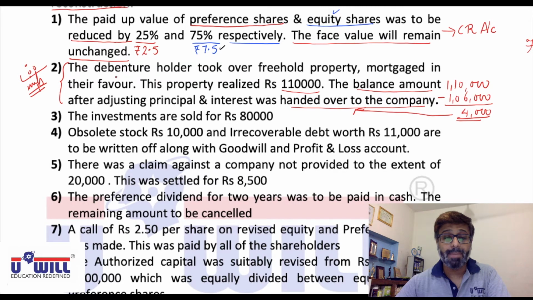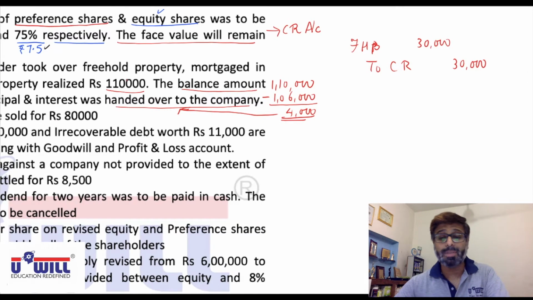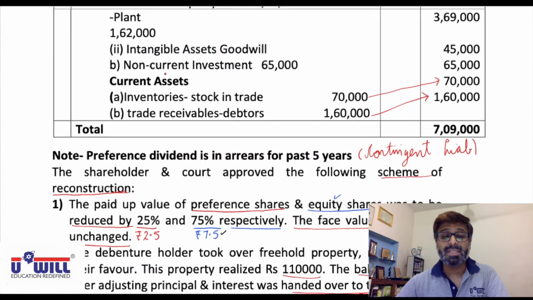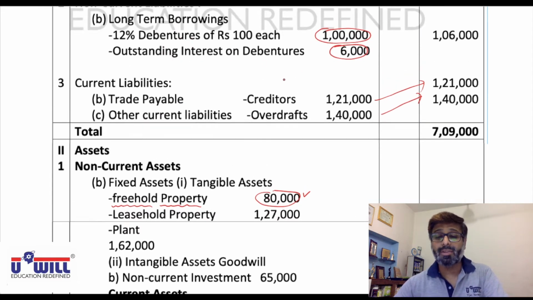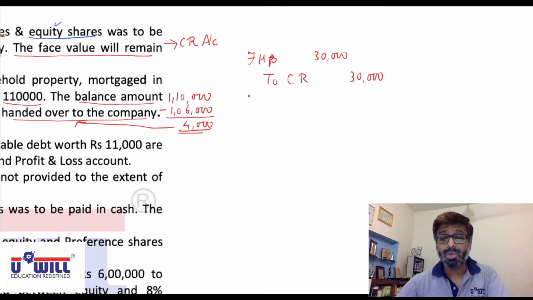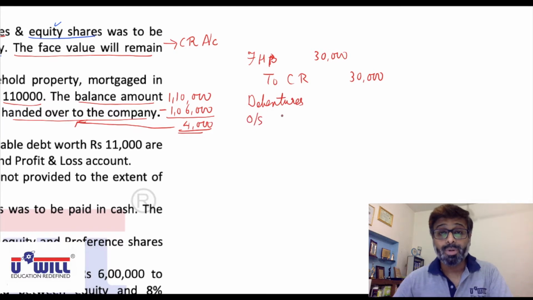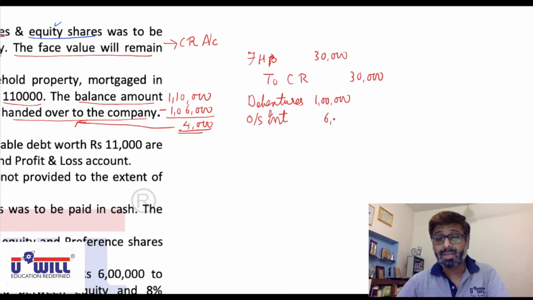Now this property, debenture holders took over freehold property mortgaged in their favor. It means we have given this property of 1,10,000 to debenture holders. So first debentures will close and transfer to debenture holders account. Debentures are 1 lakh. Outstanding interest is 6,000. So debentures account debit. You don't have to write this, okay? Just understand the concept. I'm going to give you a shortcut, easier method of doing this. So don't write it. Debentures account debit 1 lakh. Outstanding interest account debit 6,000. To debenture holders account, 1,10,000 is what we have to pay.